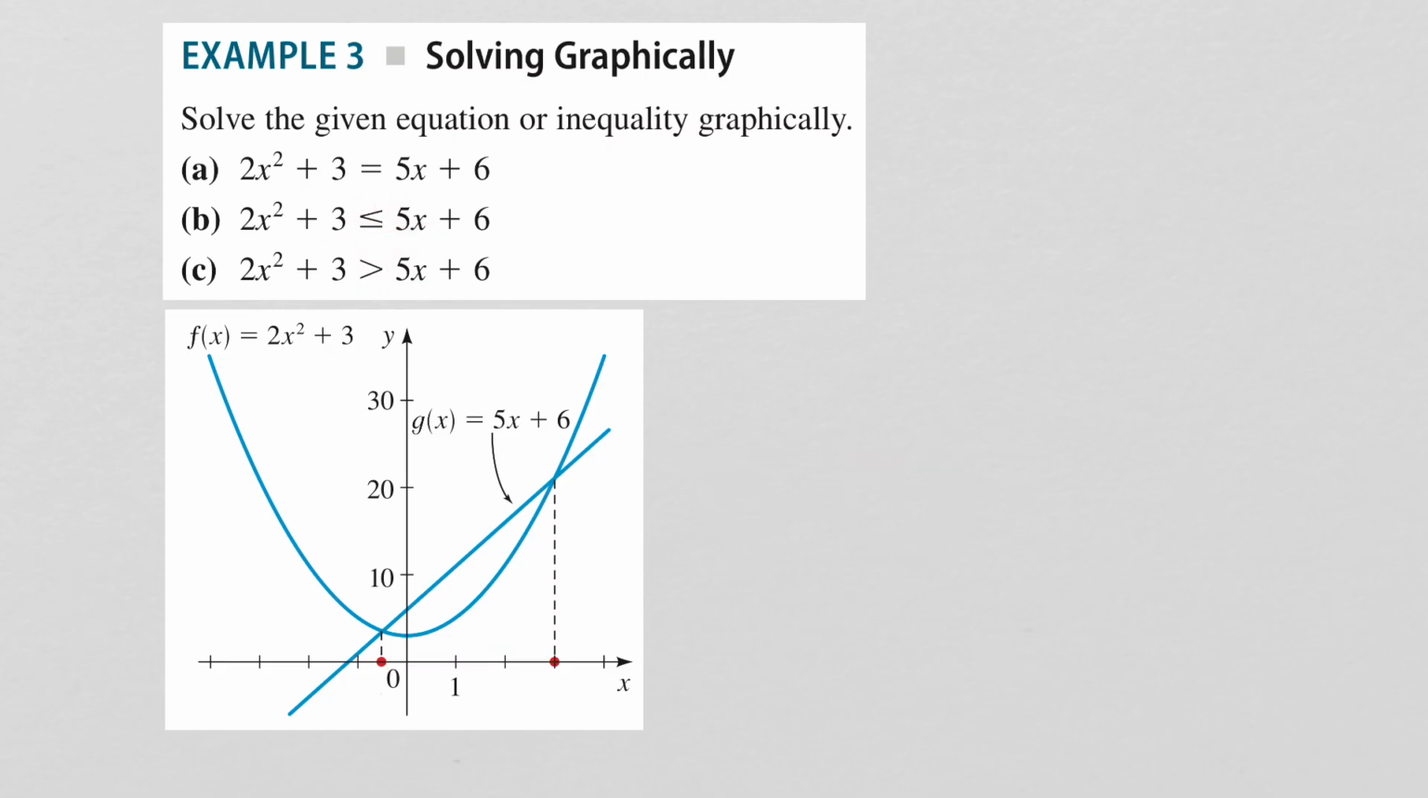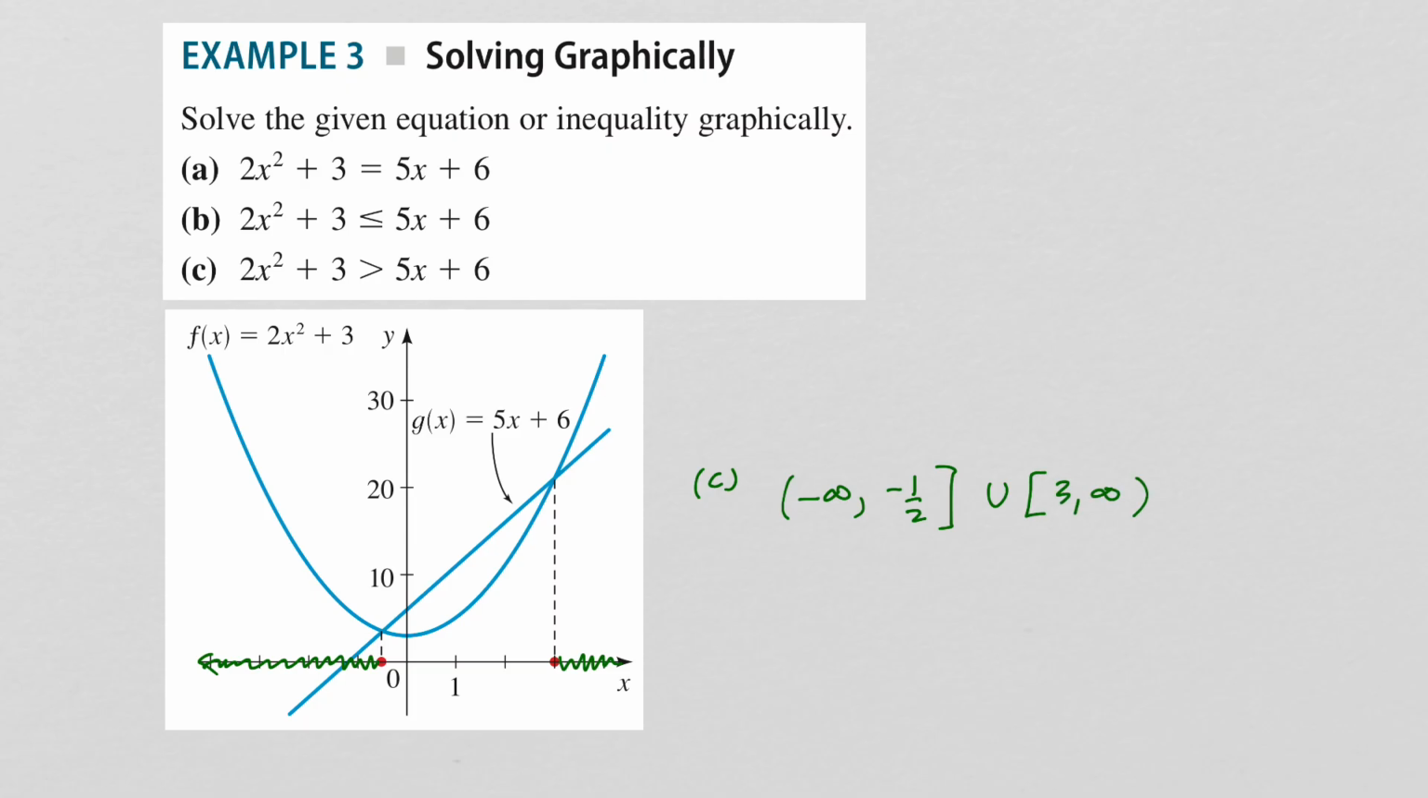And finally, for the third part, we want to know when is the parabola 2x squared plus 3 above the line 5x plus 6. And you can see the parabola is above the line out here. So that's this part of the graph. And also the parabola is above the line out here. It's this part of the graph. And so the solution for part C is going to be all values of x from negative infinity up to negative 1/2 union all the values from 3 to infinity.